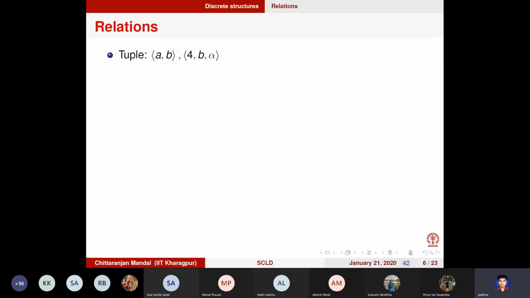Okay, now let us quickly recapitulate what a relation is. First, let me define what a tuple is. A tuple is nothing but an ordered pair of set elements. So this is a two-tuple, A and B, enclosed in the left angle and the right angle. The next one is a three-tuple, where A, B, alpha are elements of some sets.